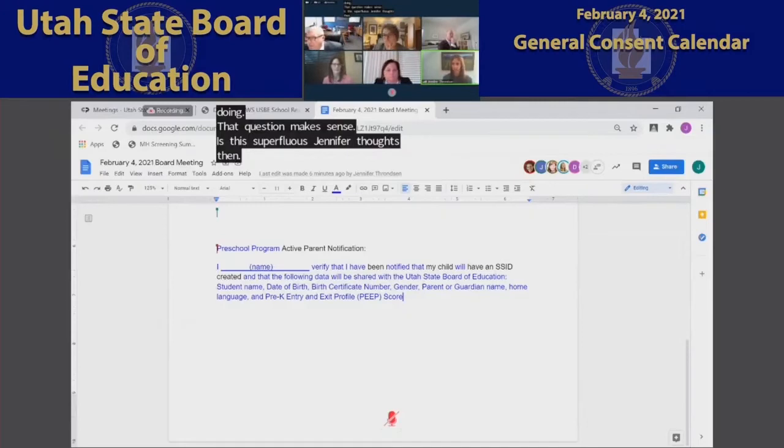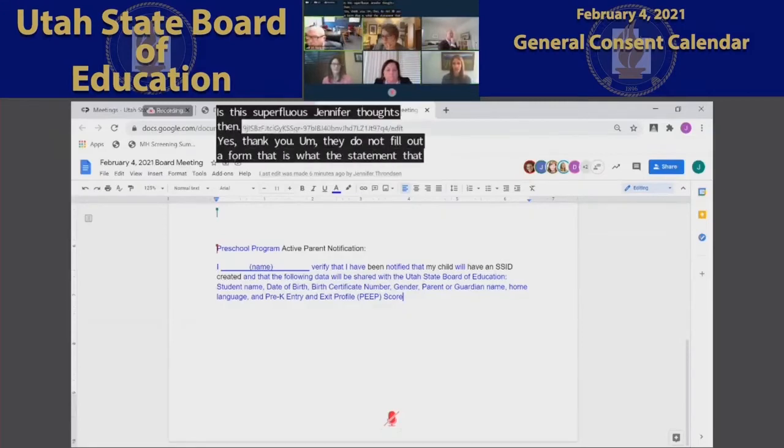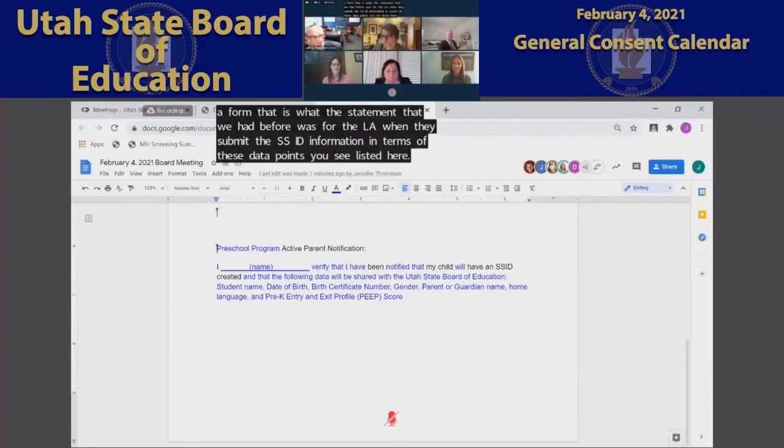So, okay. And then, can I ask a follow-up? Well, yeah, there are other staff members too that probably want to call. So yeah, go ahead with your follow-up. It's okay. I just didn't realize that the organization was creating the SSID.